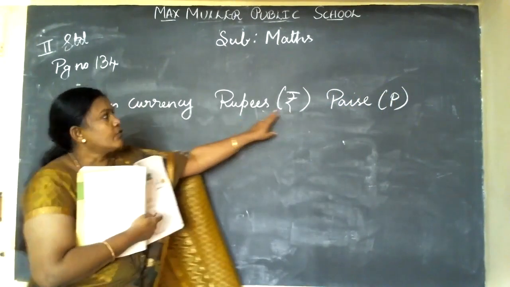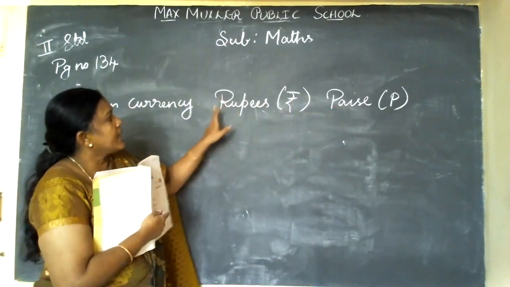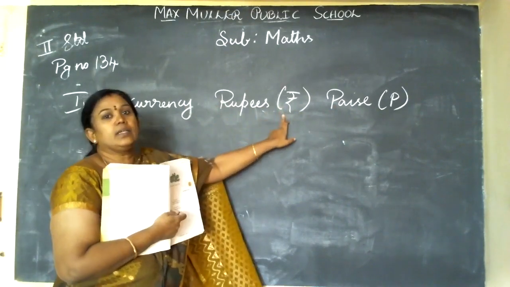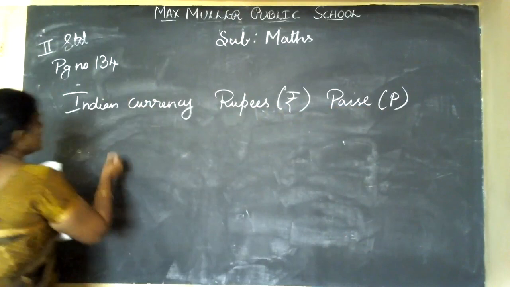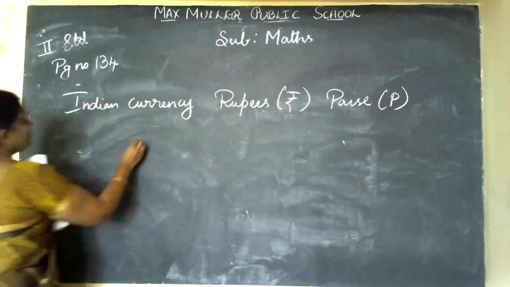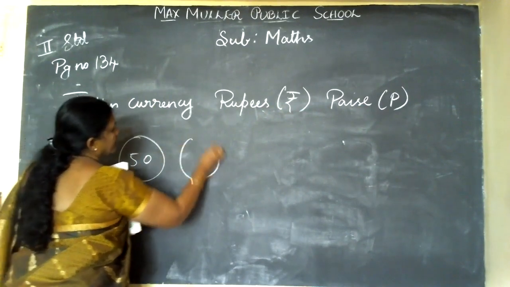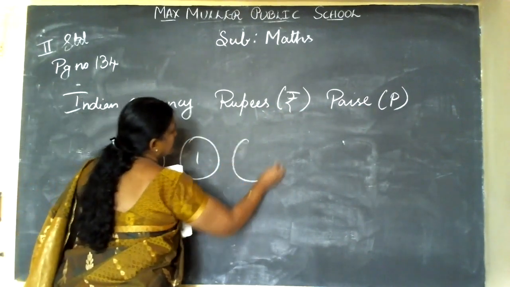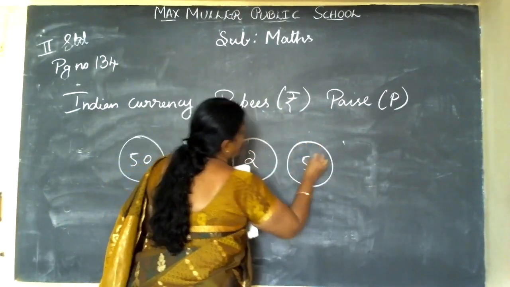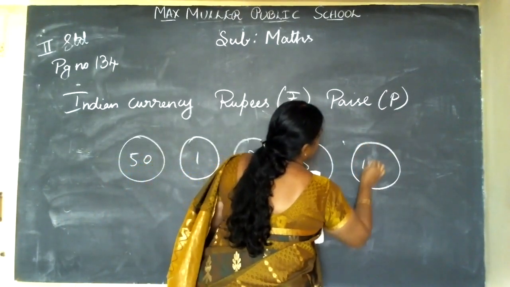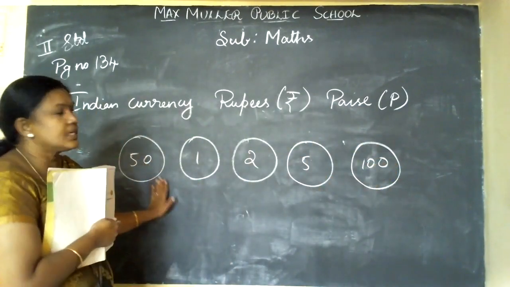See, this is the short form for rupees. This is the short form for P. Rupees, you can write like this also. Paisa, P, you can write. See, in our country, we have 50 paisa coin, 1 rupee coin, 2 rupees coin, 5 rupee coin, 10 rupees coin. Already in your textbook, children, see, we use these coins.